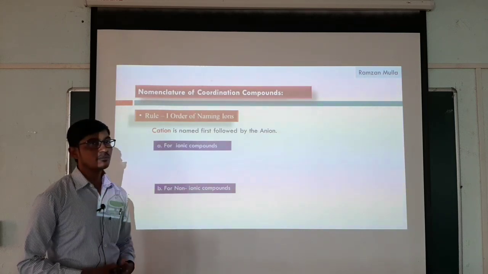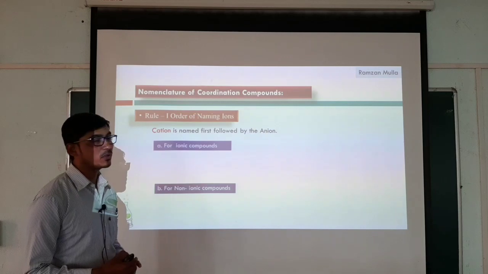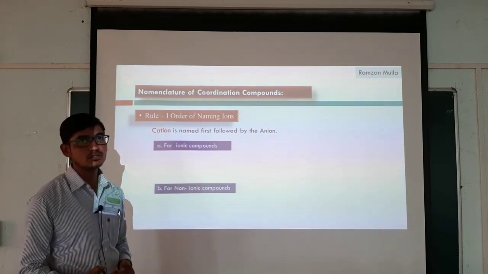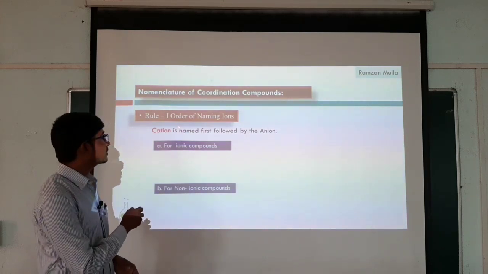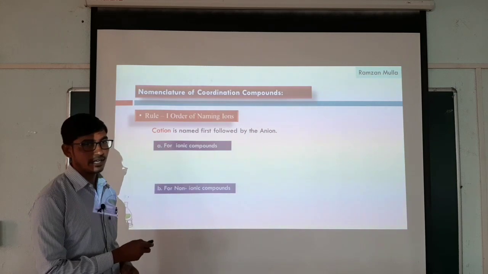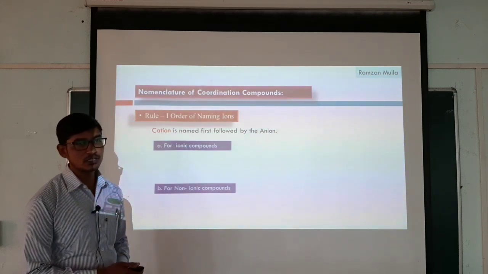If I consider a simple ionic compound like NaCl, we write the name of NaCl as sodium chloride. We don't call it chloride sodium because we always write the cationic name first, followed by the anionic name. The same rule is also applied for naming these coordination compounds.